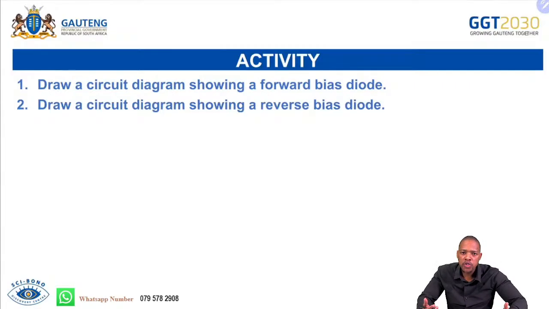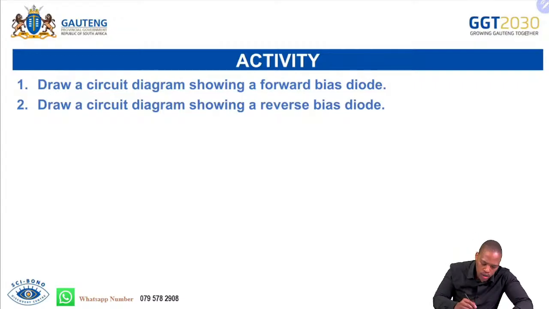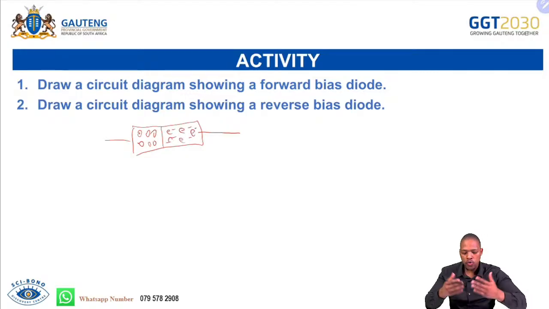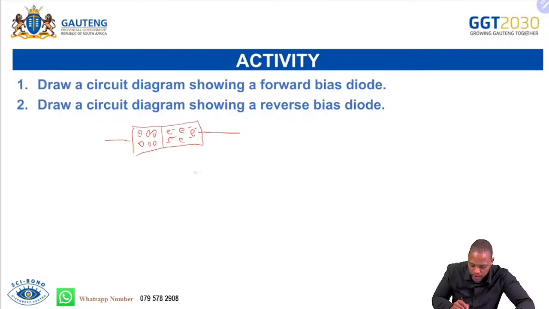Remember, if you are drawing a circuit diagram, you're not going to draw a PN junction like this one here, where you draw holes and electrons. This is not how we draw it in a circuit diagram. The question is asking you to draw in a circuit diagram. Yes, this might be a PN junction diode, but we want it in a circuit diagram. So the expectation is that you can even just simply start with the diode itself.